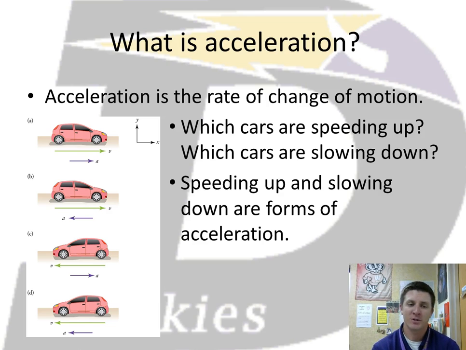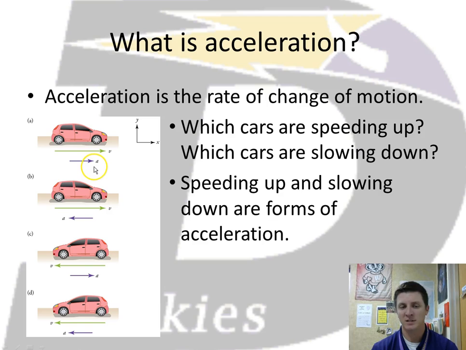Here we have a picture of 4 different scenarios of a car, and we have an arrow indicating the object's velocity and also the object's acceleration. My question is, which cars are speeding up and which cars are slowing down? Speeding up and slowing down are both forms of acceleration. If we look at the first car, letter A, velocity and acceleration are going in the same direction. Obviously, the arrow length indicates that they're not the same value, but we're not concerned about the quantitative value right now. We are concerned about whether it's speeding up or slowing down.